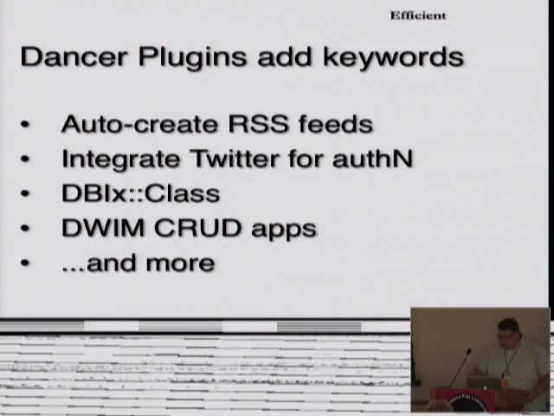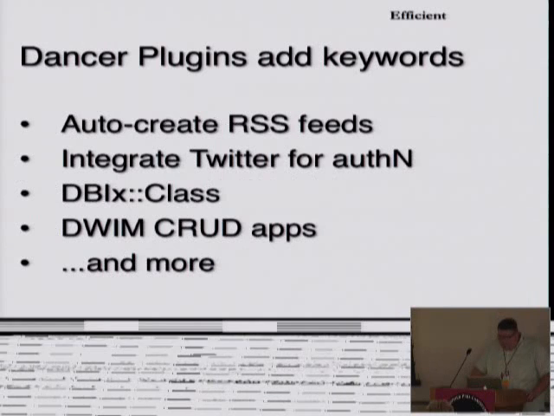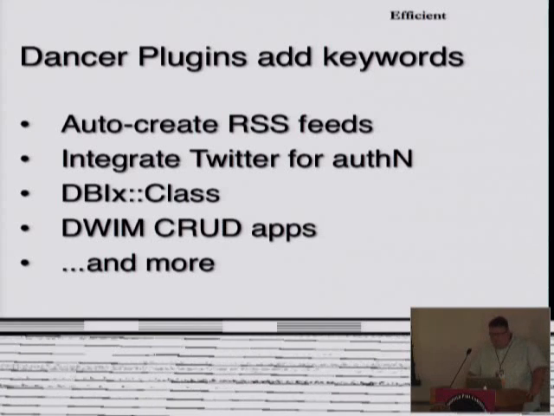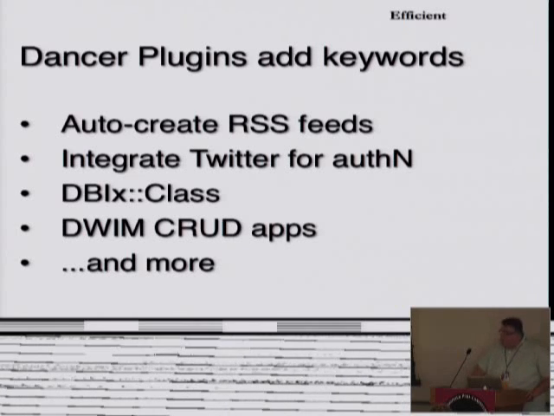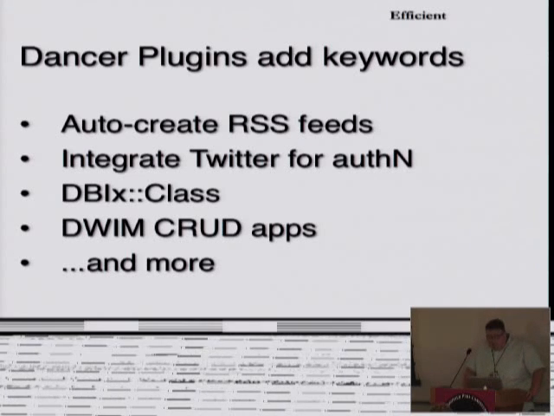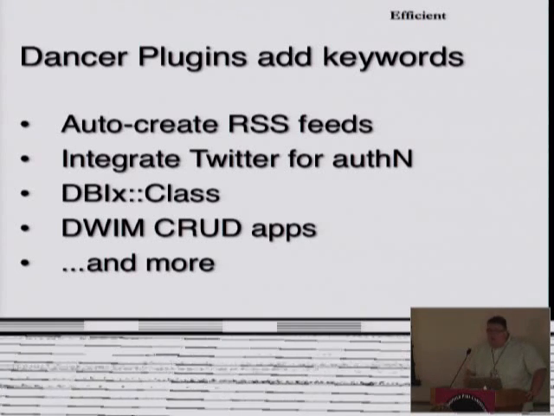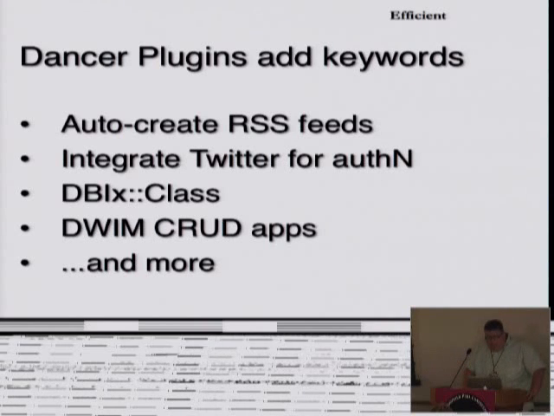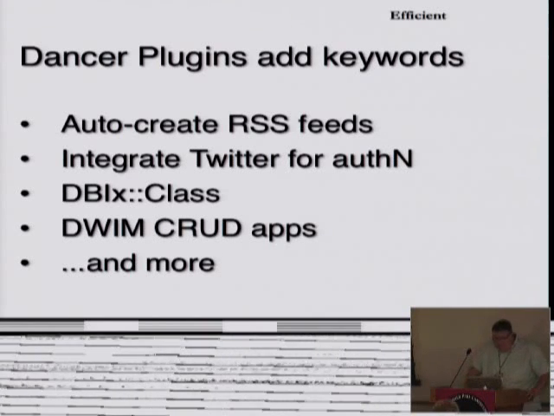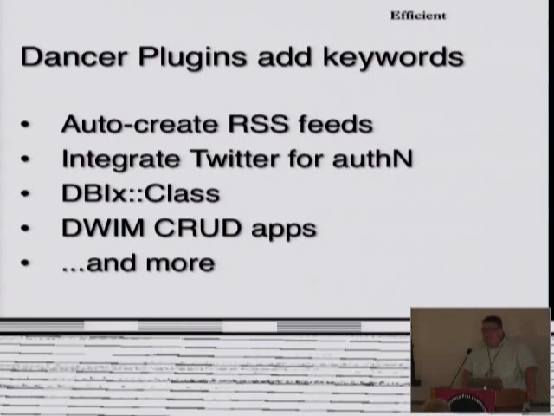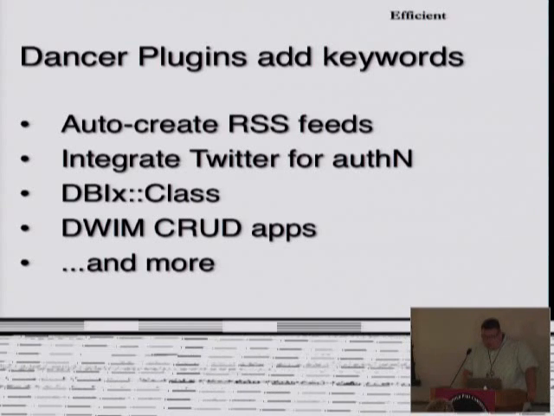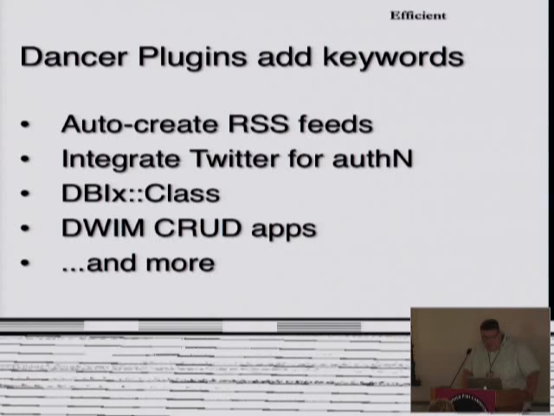We talked about Dancr plugins earlier. We talked about how Dancr plugins add keywords to your Dancr core. Some of the plugins that I think are kind of neat are ones that auto create RSS feeds. It's really slick. There's a really nice Twitter integration. So if you want to have users log in to your Dancr app through Twitter, there's a plugin that does that. There's plugins for DBIx::Class integration. There's a semi-experimental one that kind of does CRUD operations based on a database schema. It will auto-build a lot of stuff for you. It's pretty neat. And there's a lot more.